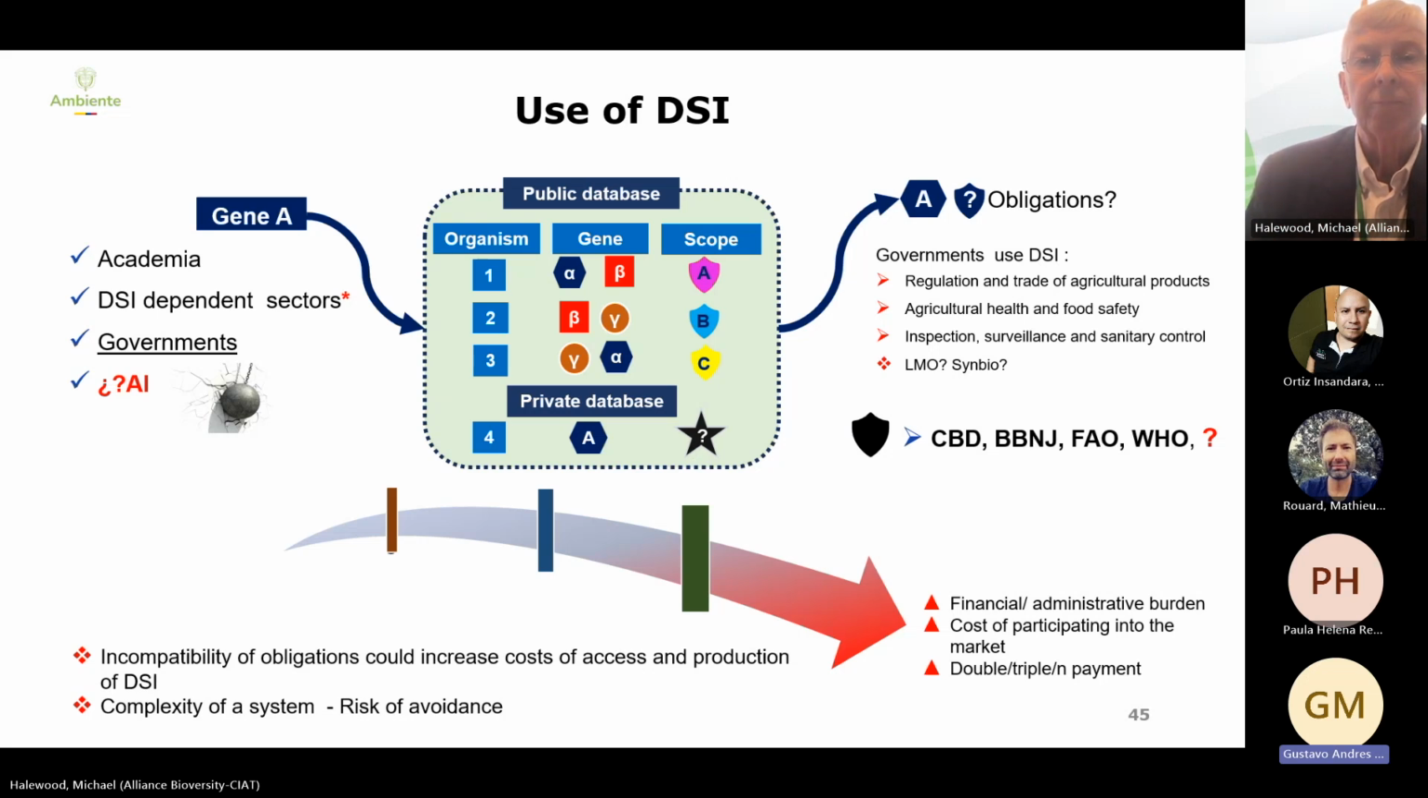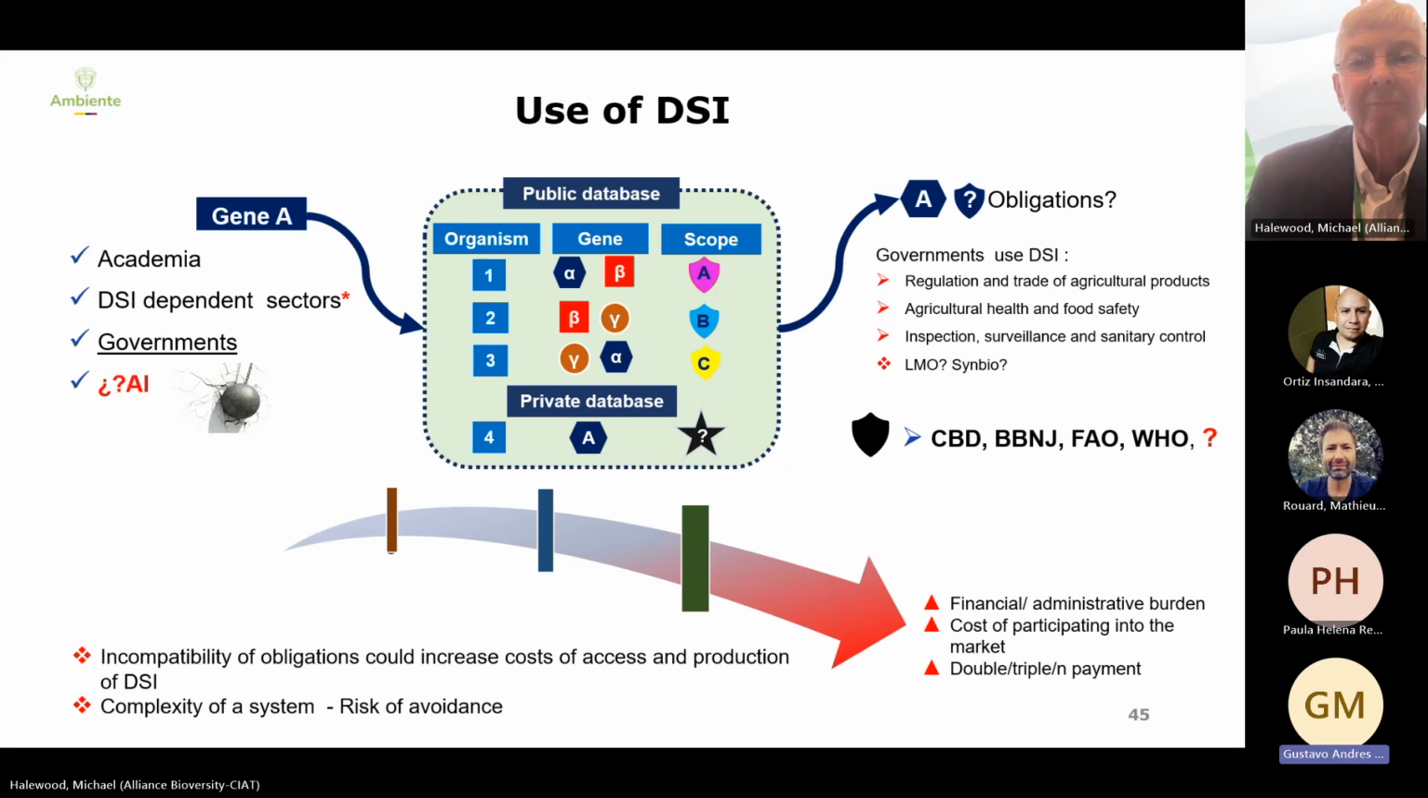and international regulation, a government has to, for example, regulate agricultural products, take measures toward keeping of the agricultural health, food safety, inspection, surveillance, and sanitary control of products and other activities related with living modified organisms and whatever synthetic biology throws into the mix. The list just goes on and on and on, and all parties do this in one way or another.